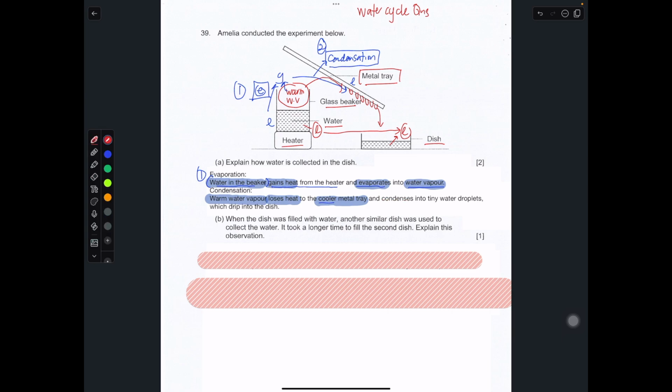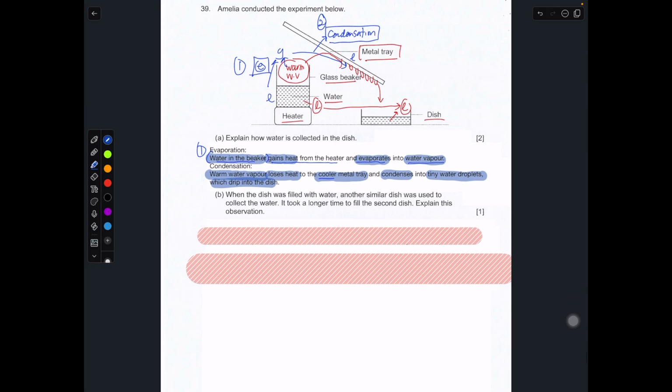Condense into tiny water droplets, which then drip into the dish itself. Okay. So when the dish was filled with water, another similar dish was used to collect the water. It took a longer time to fill up the second dish.